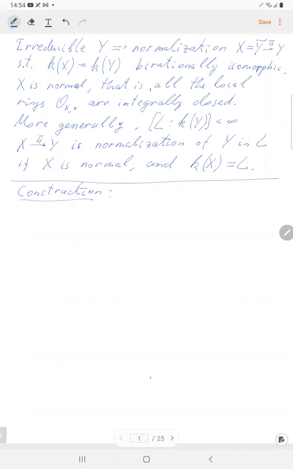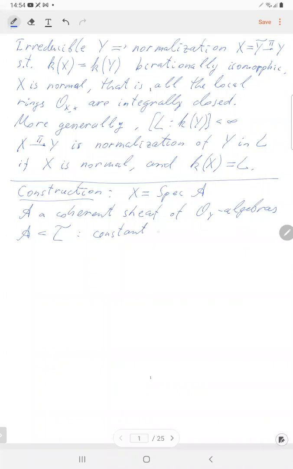And as I said last time, this is the relative spectrum of some coherent sheaf of algebras over Y. And it is defined as a subsheaf in this big constant and quasi-coherent sheaf L tilde of Y modules.